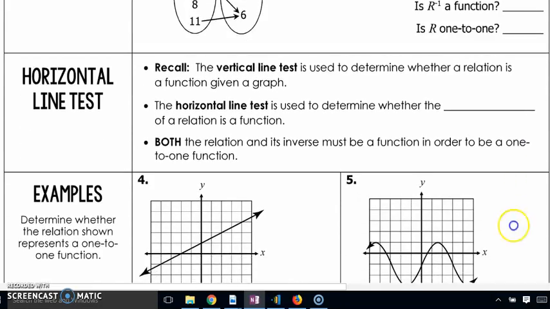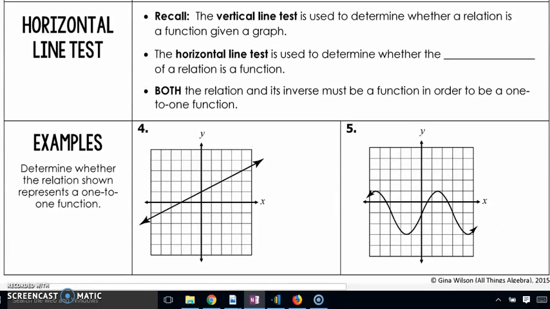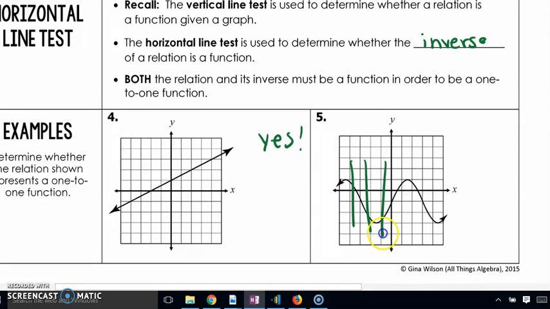Okay, all the same things apply there. The way to test this from a graph is to do the vertical line test. Yes, this is a function. And then you'll complete the horizontal line test, and that would tell you if its inverse is a function. And because it passes both tests, the answer is yes all around, that it's a one-to-one function. Here, although it passes the vertical line test, it does not pass the horizontal test, so the answer is no.